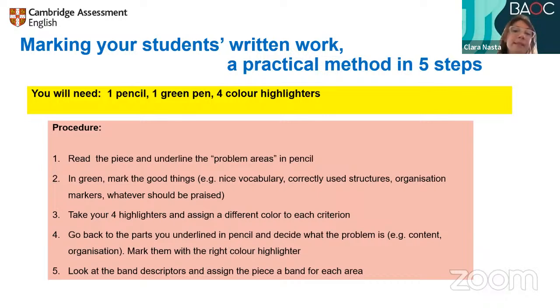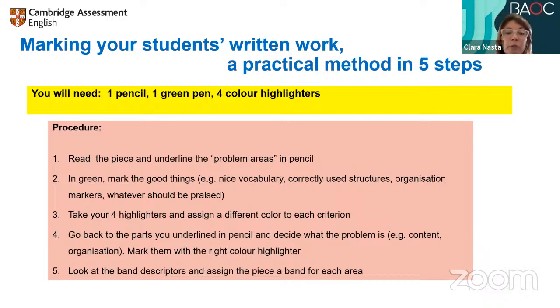But then, let's see, this is very basic, some practical ideas. I do it like this, but you may have your own methods, but I thought to just put this together and summarize it for you. So you can have a pencil, a green pen or whatever color pen, and then 4 color highlighters for the 4 areas of the assessment criteria.